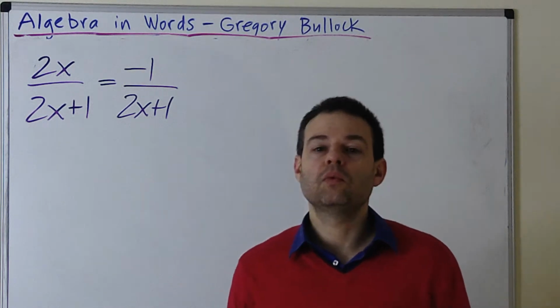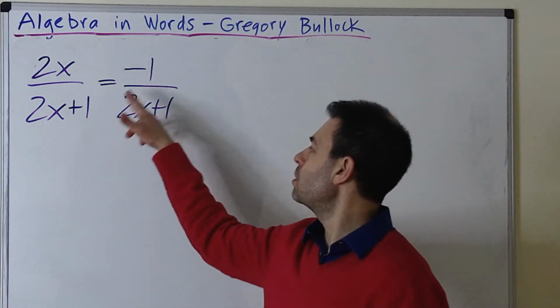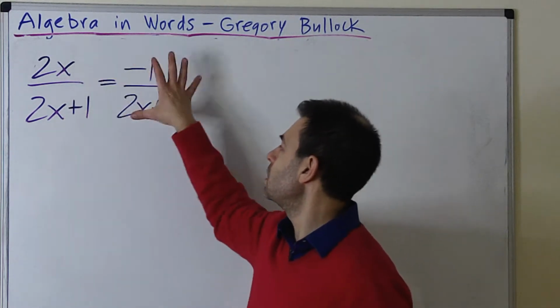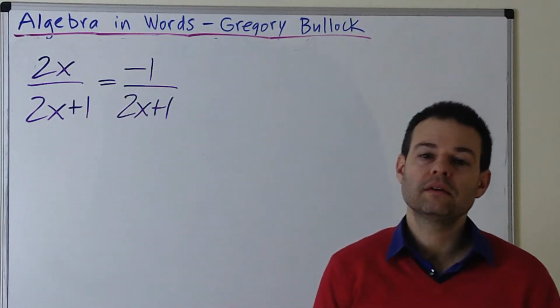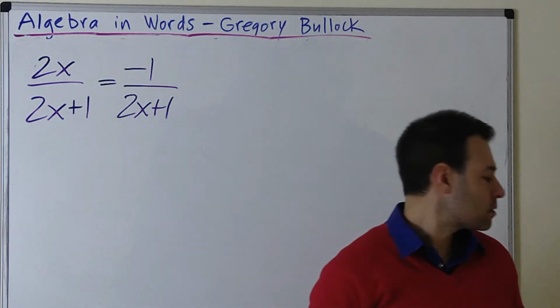So first of all, what I want to point out is this is a rational equation. There's ratios or fractions, or what you know as rational expressions, this and this, in an equation, and it's an equation because there's an equal sign. So the goal is going to be to get a value for x, or solving for x.